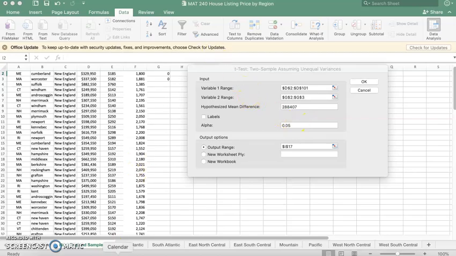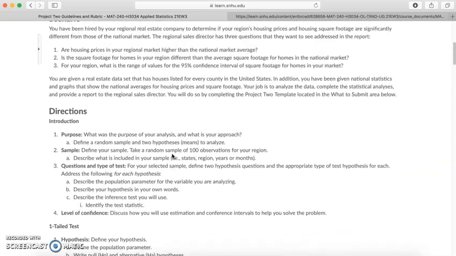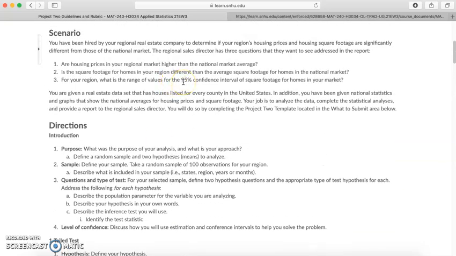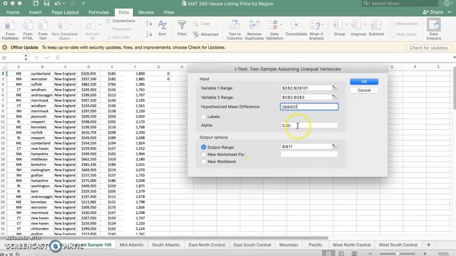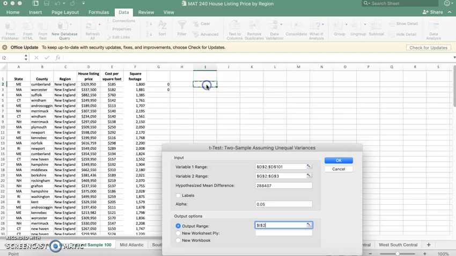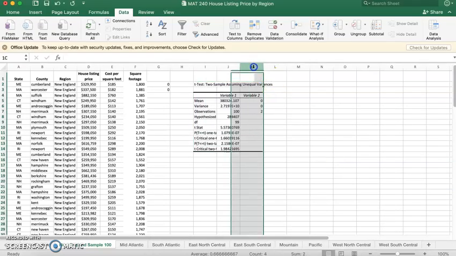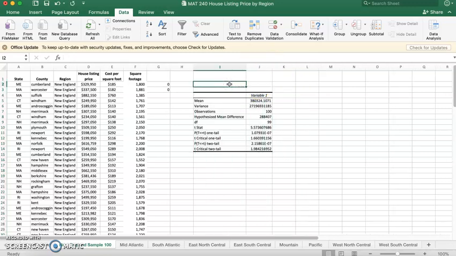And our alpha, let's double check, I do believe they said to use 95%. Yes, it says that for the confidence interval, I recommend using 95%. It's a pretty common confidence or significance level. So we'll just use 0.05 and put our output range just right up here. Right here is perfect. All right, we're going to click OK. Now I just go ahead and delete this column. That was our dummy column that we do not care about. And we're going to expand this just a little bit. This title doesn't mean anything since it's not accurate.